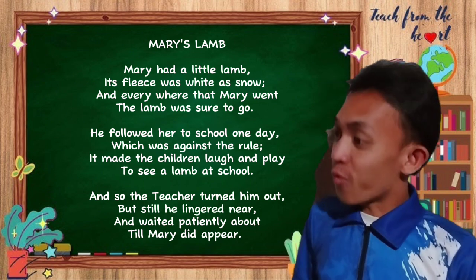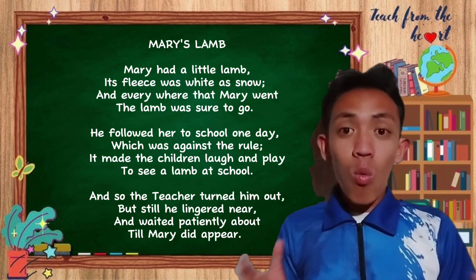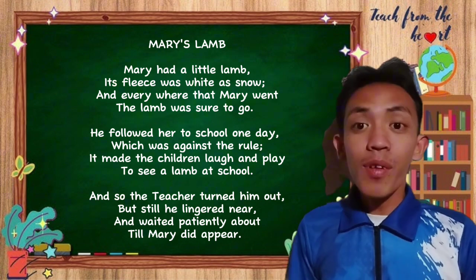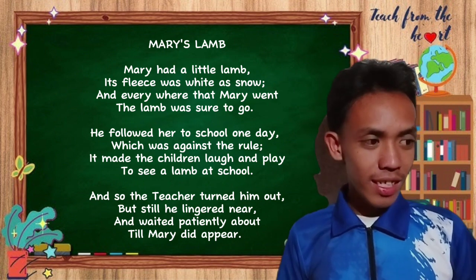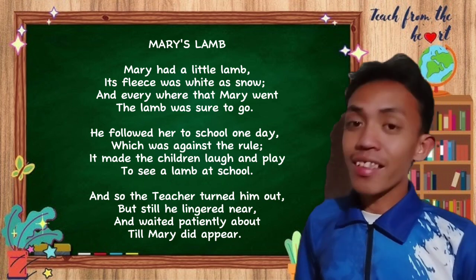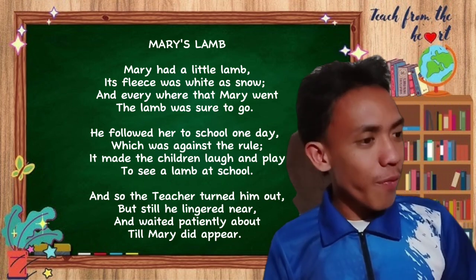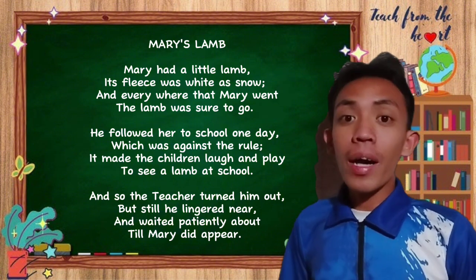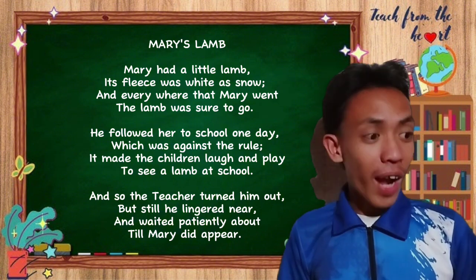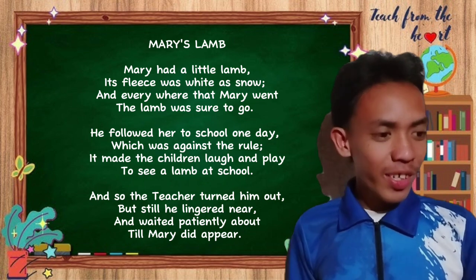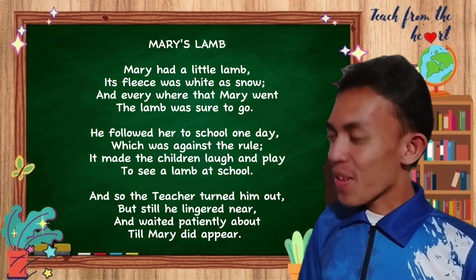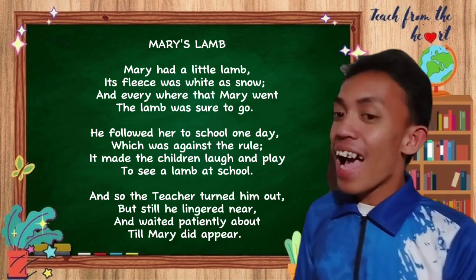Very good. Friendship and loyalty. Why? Because Mary's bond with her pet, the lamb, symbolizes friendship and loyalty. Just like a loyal friend, the lamb follows Mary wherever she goes, showing the importance of sticking by those we care about. Right, class? Very good. Now another. Yes, Carmel.